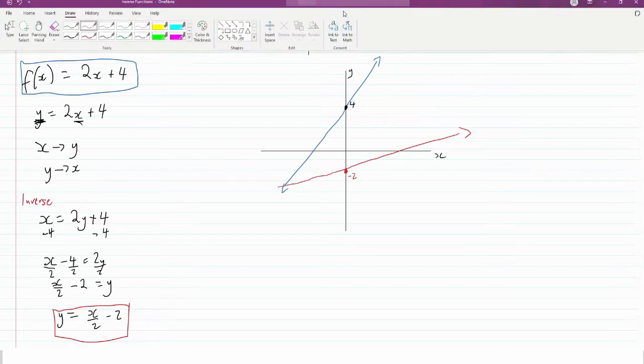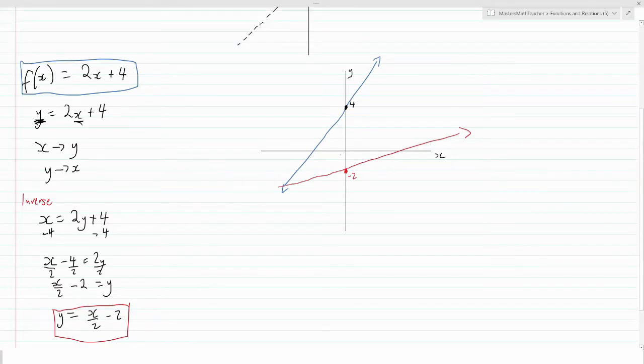Okay. Now if we draw that dotted line, the y equals x line, you can see that every point, my drawing's a little skewed, but every single point is an exact reflection over this line. Every single point is a reflection over this line. And that's what an inverse means.